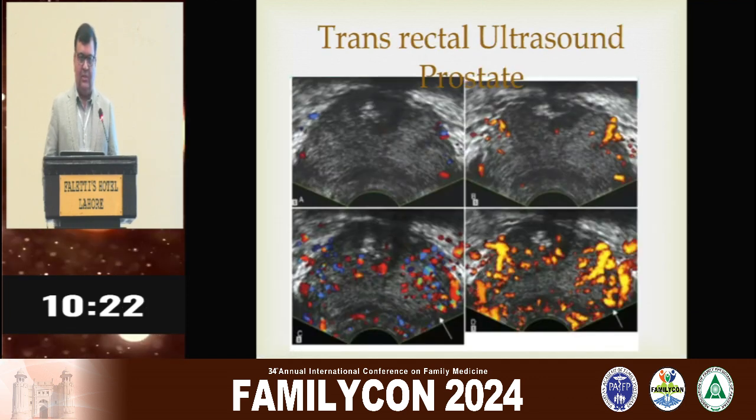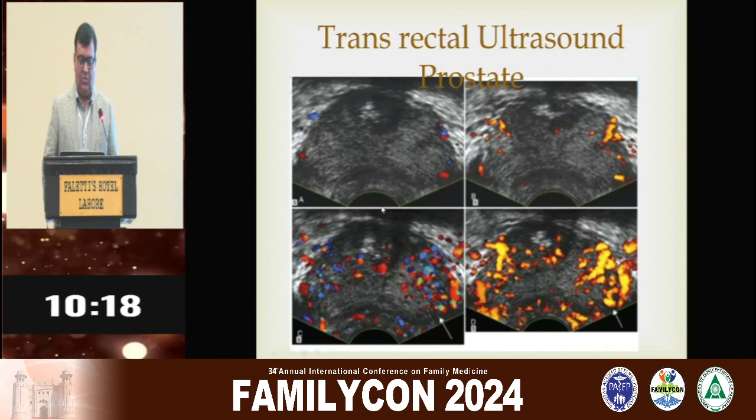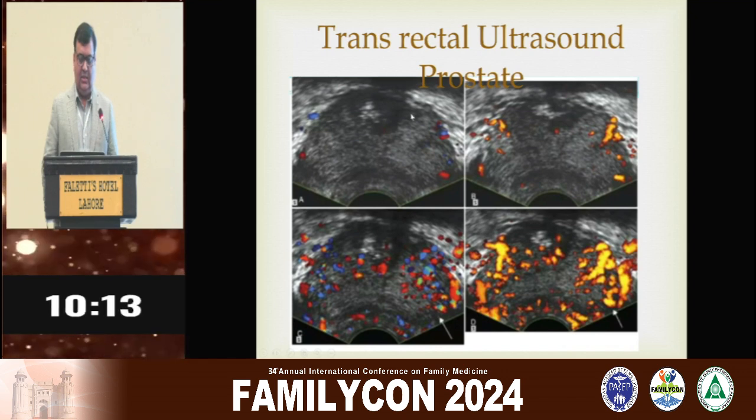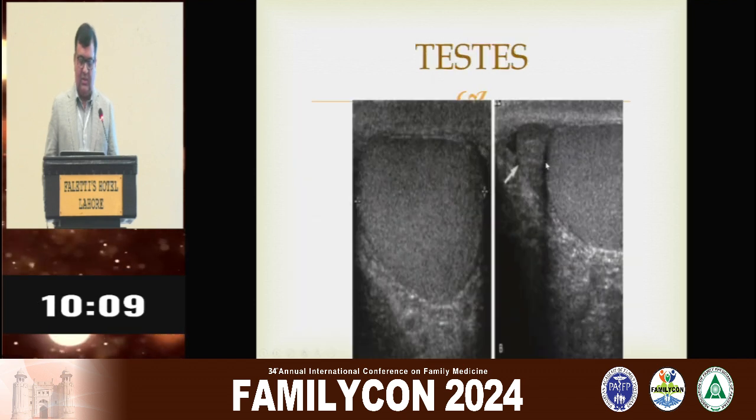This is how the prostate looks on transrectal ultrasound. So the probe is placed transrectally, and you can see the prostate, which is quite enlarged and hypervascular.